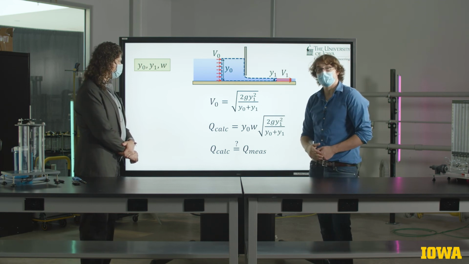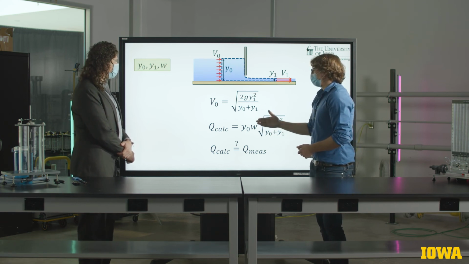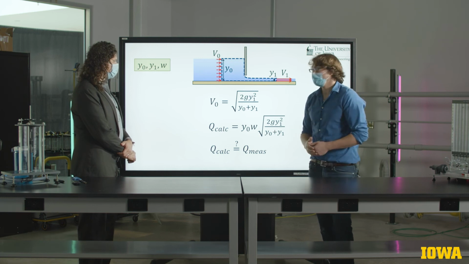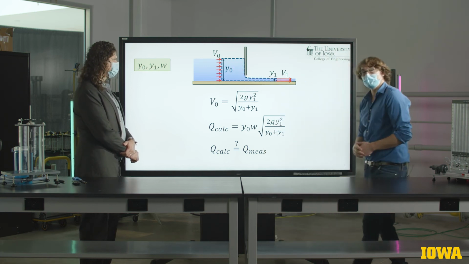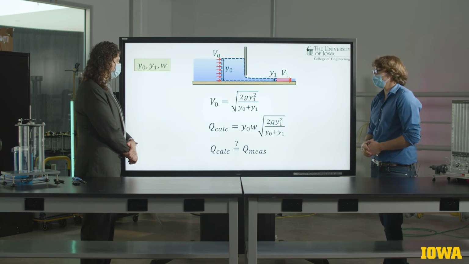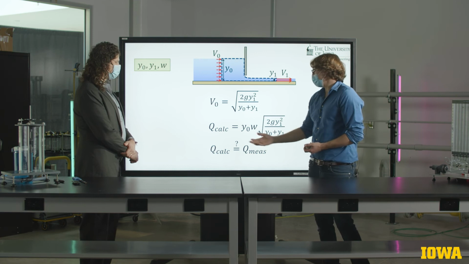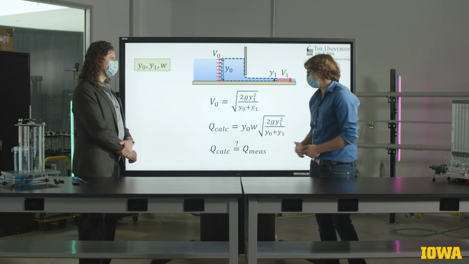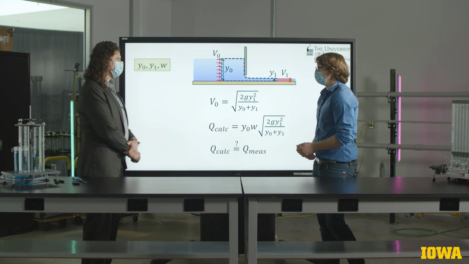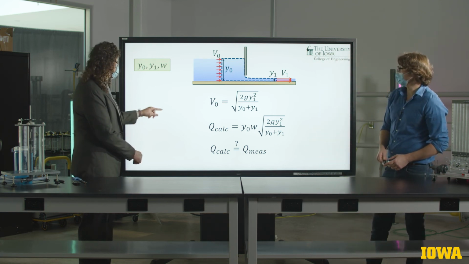between Y naught and Y1, and saying that that V naught can be turned into a calculated volumetric flow rate by multiplying it by the cross-sectional area, Y naught times W, of the upstream control surface, we can ask ourselves, does this calculated volumetric flow rate match the one we measured using the mag flow meter?